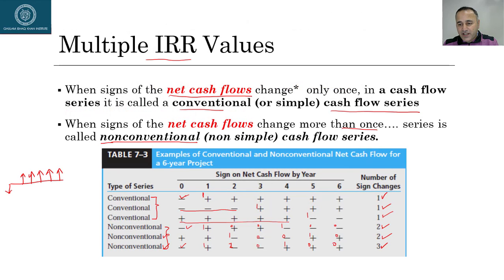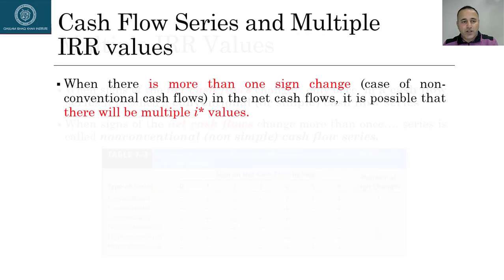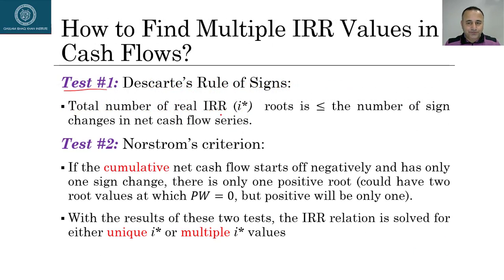For example, if there are 2 sign changes, there are potentially up to 2 IRRs. In the last example, there are potentially 3 IRRs. The number of real roots corresponds to the number of changes. So the number of real roots is equal to or less than the number of sign changes. This is what Descartes' rule says.